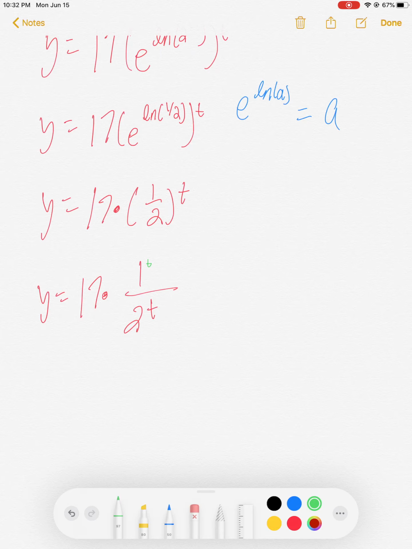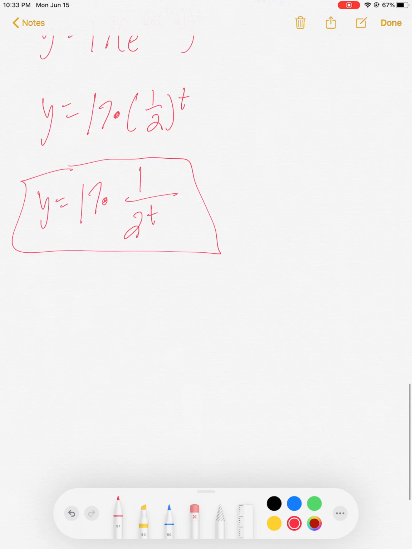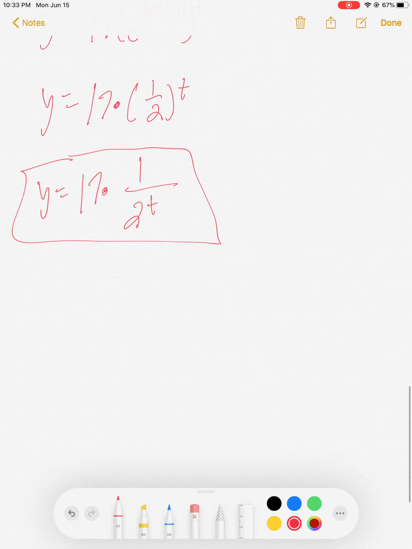And to be fancy one more time, 17 times 1 over 2 to the t. 1/2 to the t is just 1 to the t over 2 to the t. And 1 to any power is just 1. So this numerator is secretly 1 to the t, but 1 to the t is going to be 1 no matter what t is. So this gives us our formula.